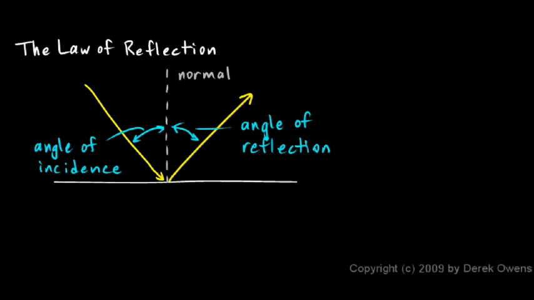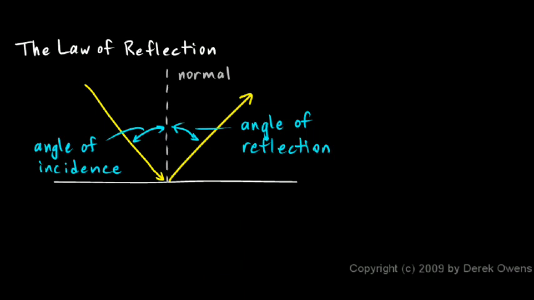Now, the law of reflection is very, very simple and intuitive. It simply says that the angle of incidence equals the angle of reflection. So this angle, the incoming angle measured relative to the normal, equals the reflected angle measured relative to the normal.